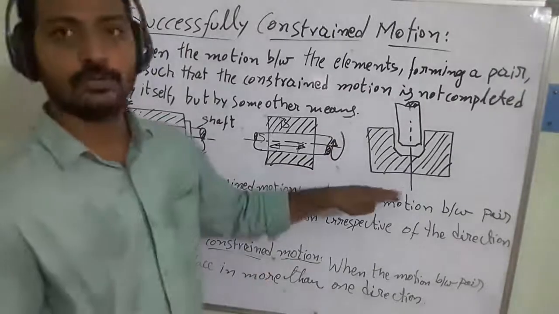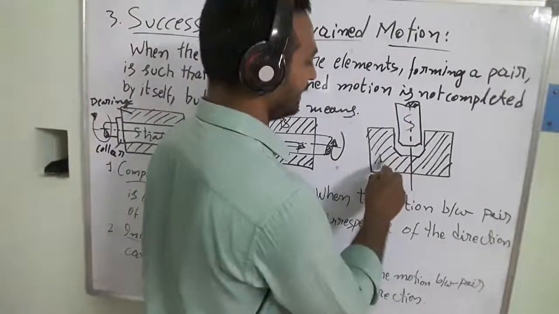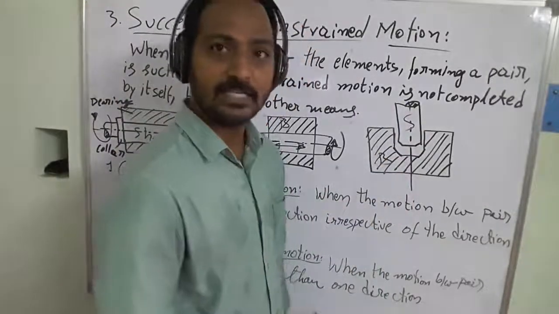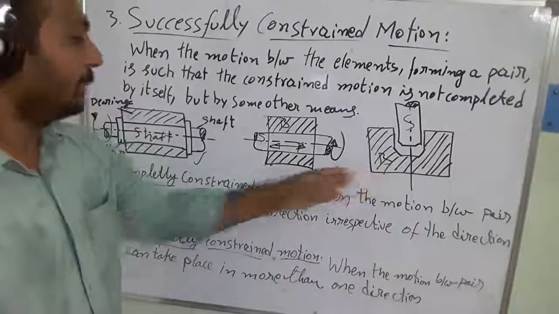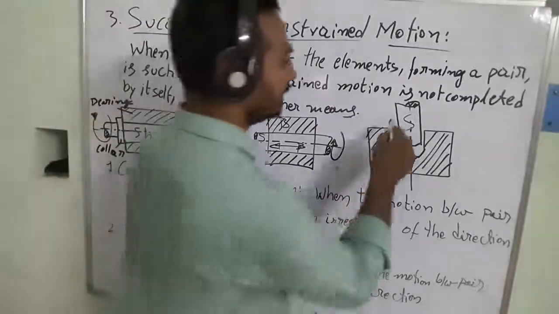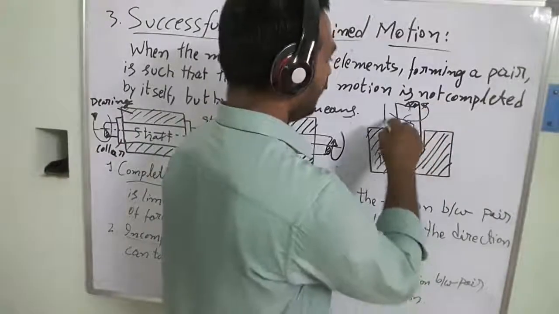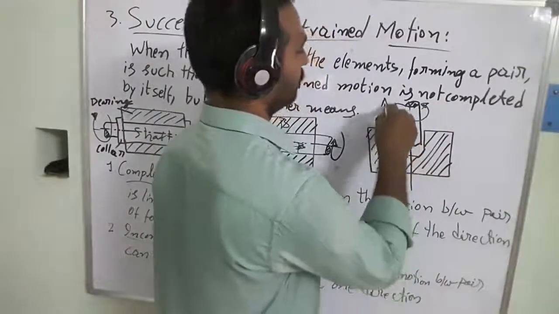The third one is called the footstep bearing. Here the shaft is there, and this is the bearing. In this case also it is incompletely constrained motion. So what happens here is the shaft rotates about its own axis, and at the same time it moves in the upward and downward direction also.